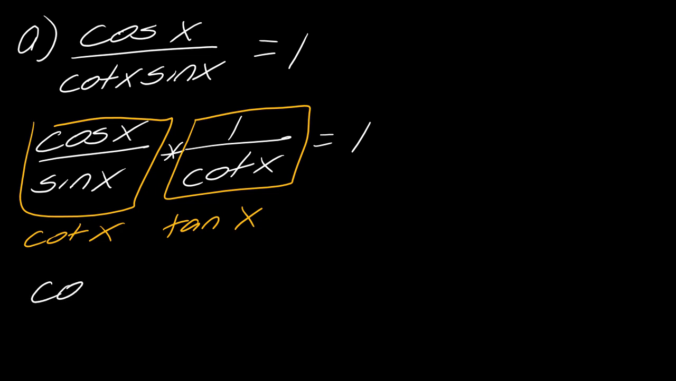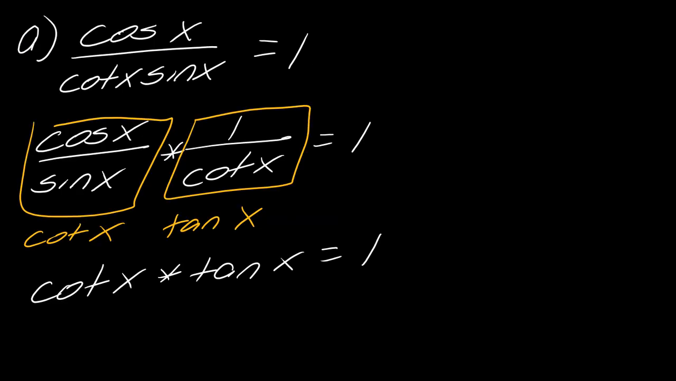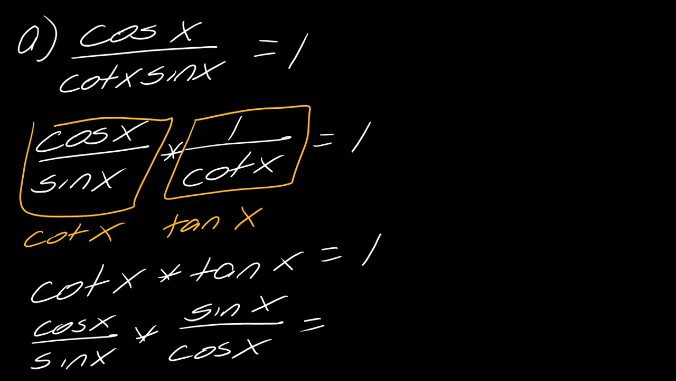Now there's a couple different ways you can think about this. For one thing, cotangent x times tangent of x equals 1 because they are reciprocals of one another. Tangent of x is sine over cosine, and cotangent is cosine over sine. But if that is not satisfactory, you can always just write these in terms of sine and cosine. Whatever makes you most comfortable, but now I can definitely see that this is just going to give me 1 equals 1. So we're good there.